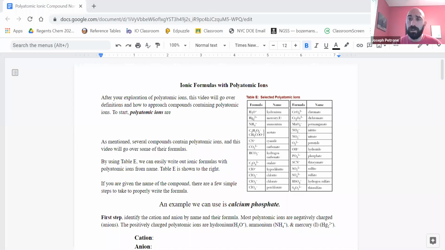So I'm just going to share my screen to this guided note set here. Make sure that you're following along with this, whether you've printed it out or you're typing along in Google or you're just writing your own notes in a notebook, whatever works for you, whatever you've used in the past for this kind of stuff. So here we're looking at ionic formulas with polyatomic ions.